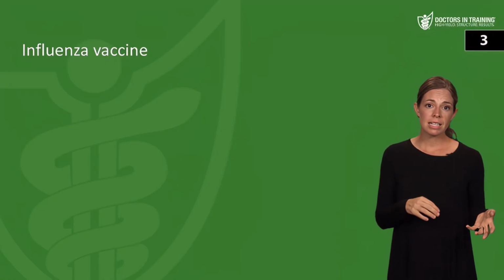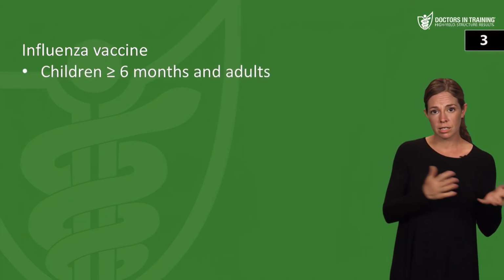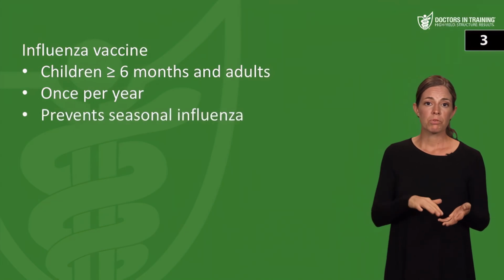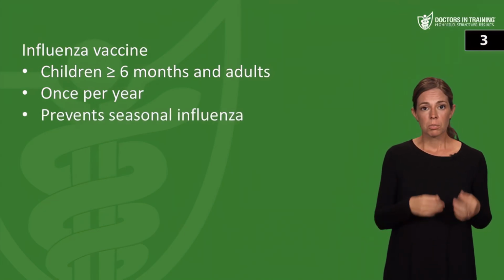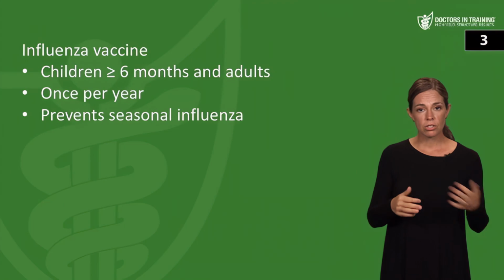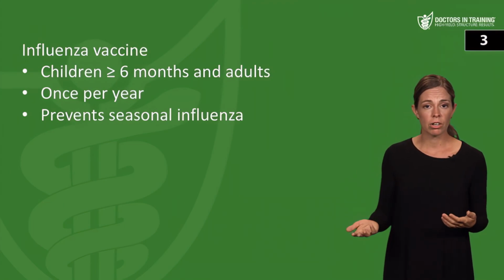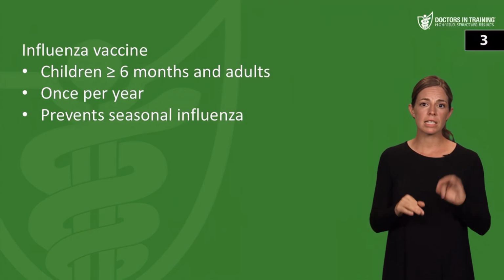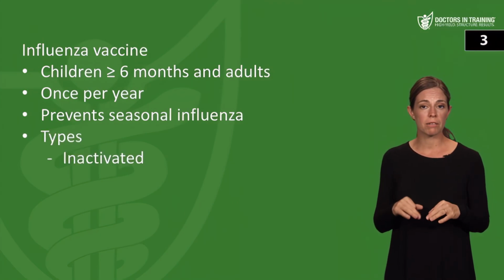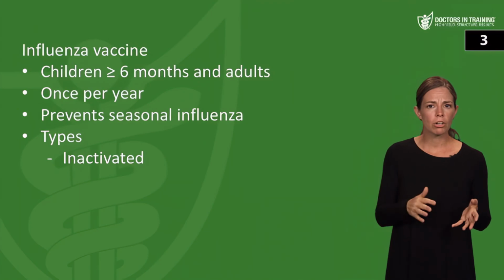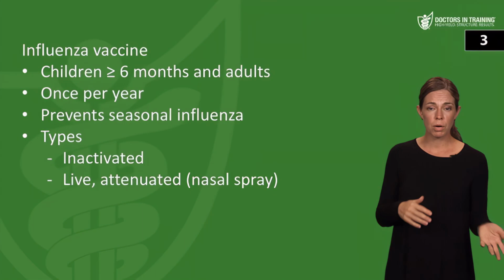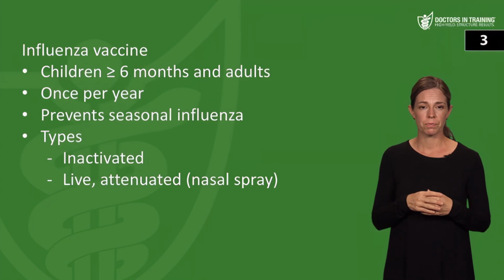The influenza vaccine is recommended both for children 6 months and older and also for adults. It's given once a year, and this prevents seasonal influenza. The predominant strains of the influenza virus that circulate and cause disease change every year, which is why people have to get a flu shot annually. The flu shot contains either an inactivated virus or recombinant viral proteins. And you may have heard about or even received a live attenuated virus vaccine given as a nasal spray, but this is no longer available.